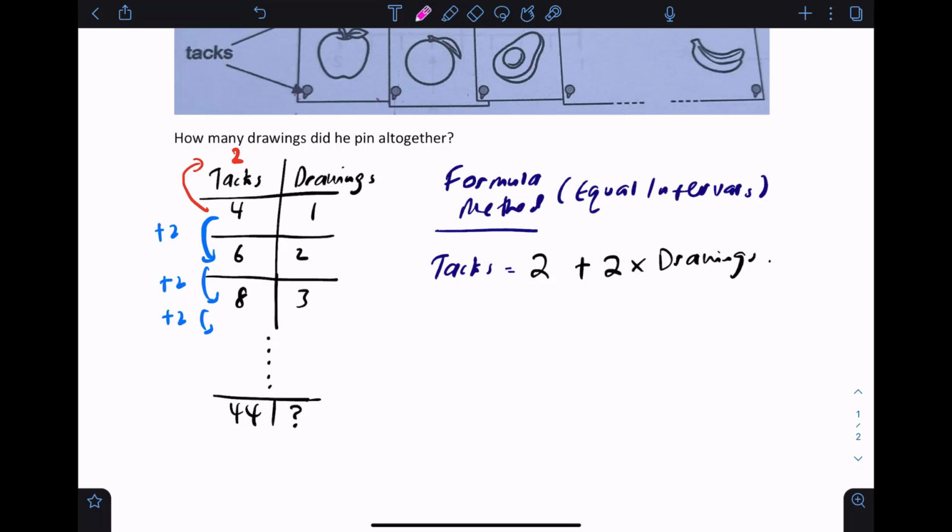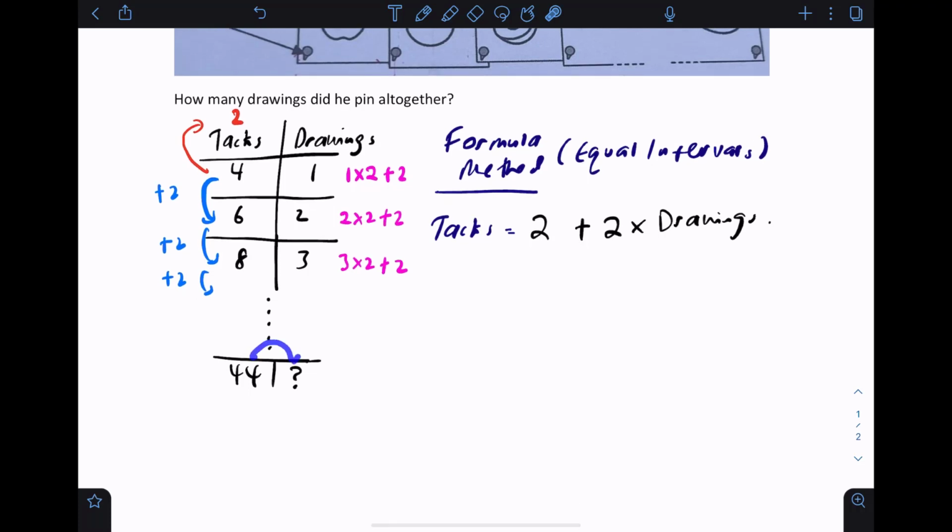An alternative way is to observe. From the observation, we know that you can get 4 by taking 1 times 2 plus 2, correct? Next one, you can get 6 by taking 2 times 2 plus 2, right? 4 plus 2 is 6. You can get 8 by taking 3 times 2 plus 2. So, as you can see, if you take the drawings, you times 2 to it, and you plus 2, you will get the text.